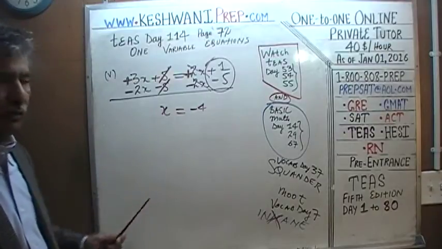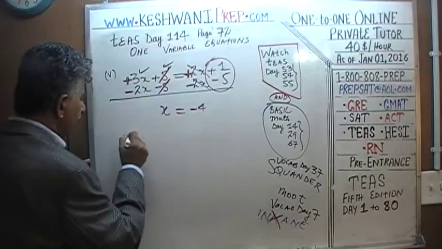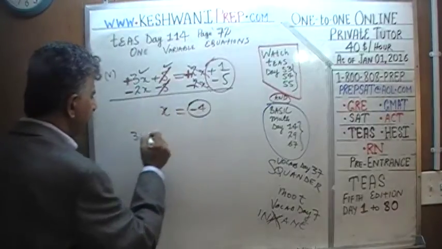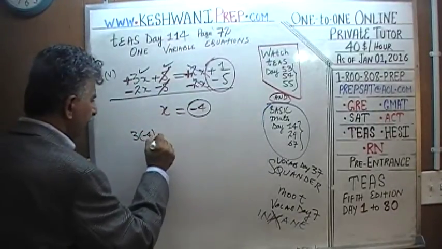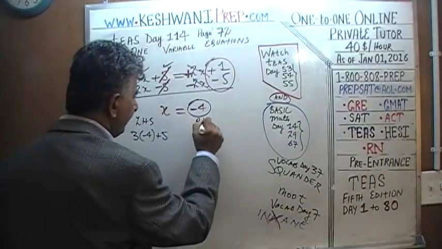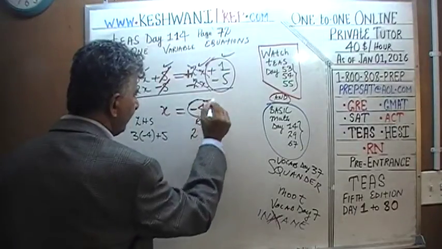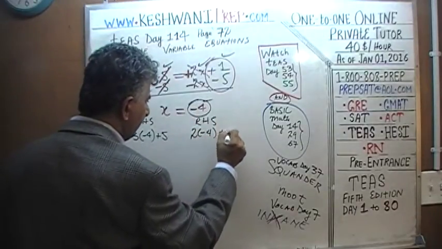Anyway, so it's negative 4. Let's verify it, shall we? What was given to us is this: 3x plus 5, and we are claiming that x is negative 4. So 3x plus 5 is our left hand side, and on the right hand side we have 2x plus 1, and we are saying that x is negative 4.